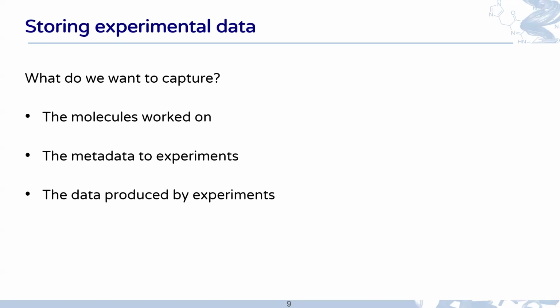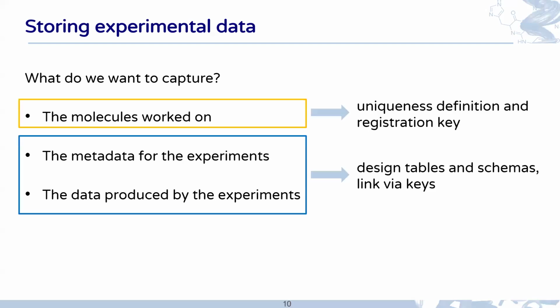So if you start storing experimental data, there are kind of 3 parts that I was thinking about and that we wanted to capture. It was the molecules that I worked on. In my specific case, it was a data set where I only had one specific conformer for one molecule, and then my metadata to the experiments, and then my data that I would produce out of them.